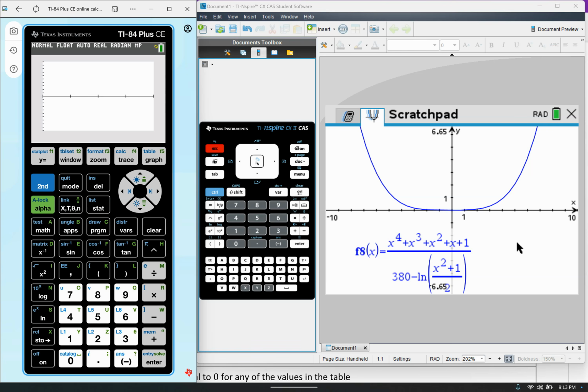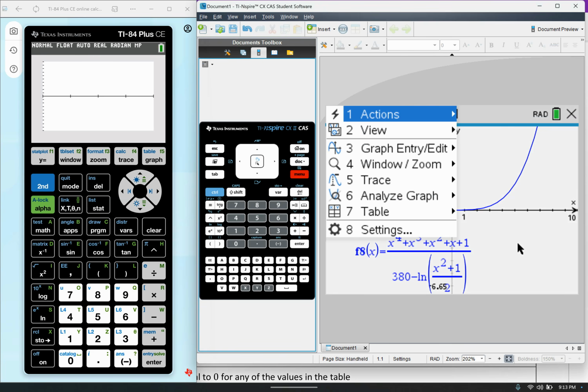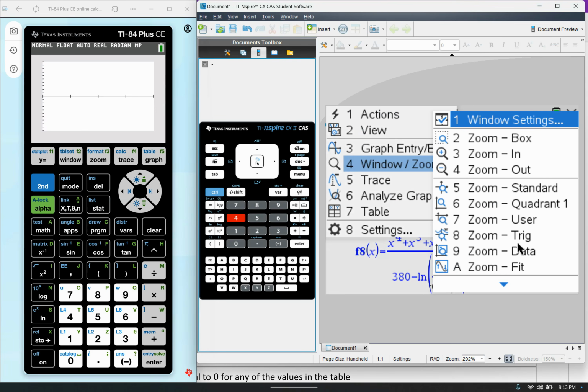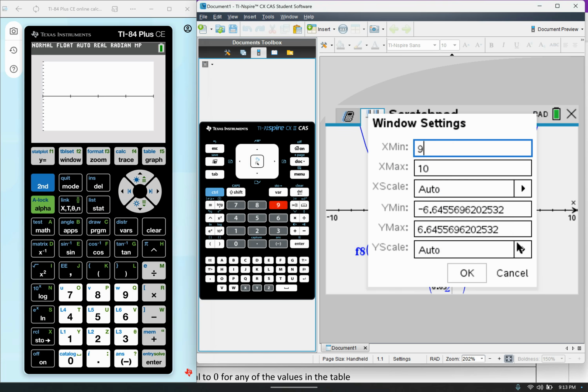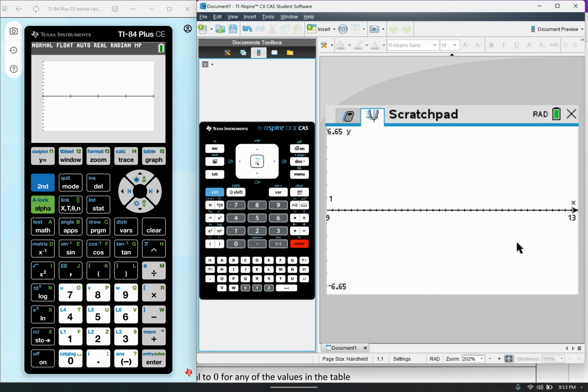Okay? And then on the Inspire, we'll go to Menu, of course, Window, Window Settings, which is 1, so Menu for 1. And I'm going to go same thing from 9. You can hit Tab to move down, 13, and then just hit Enter instead of going all the way down. But we don't see anything. Any ideas why? Well, hopefully you're like, oh, yeah, I know why. It's because the y values are absolutely massive.